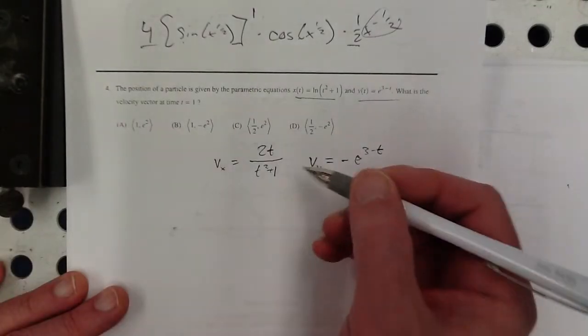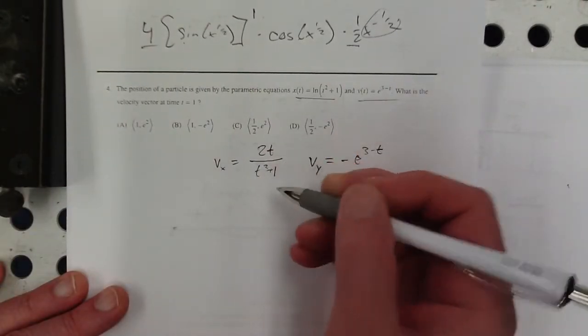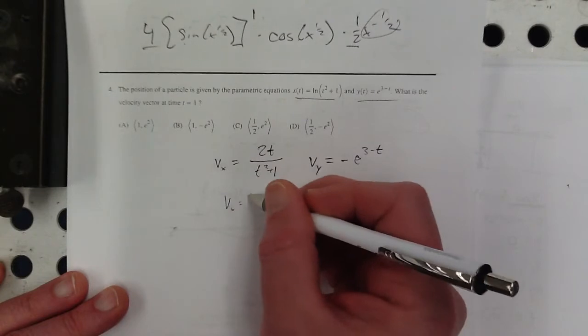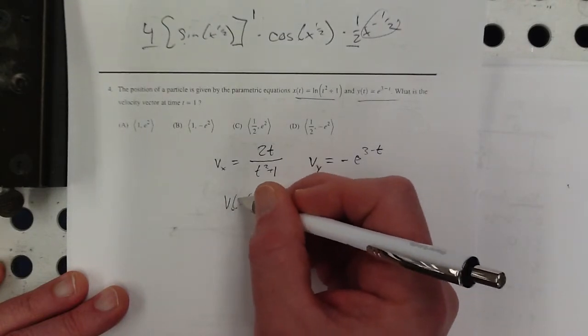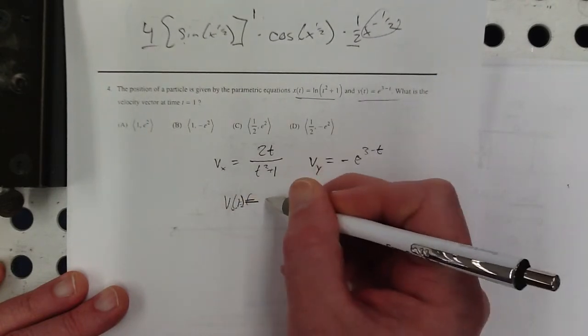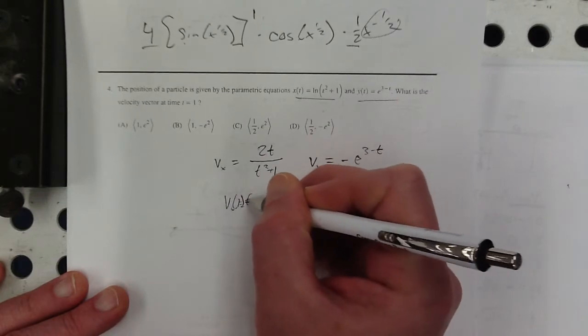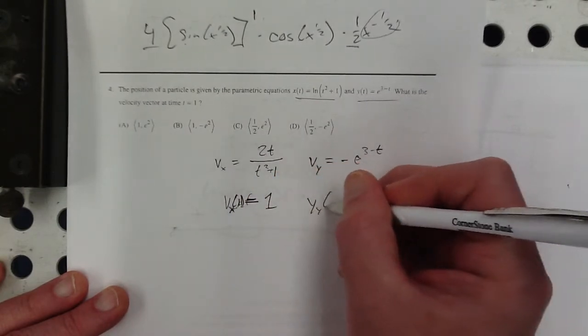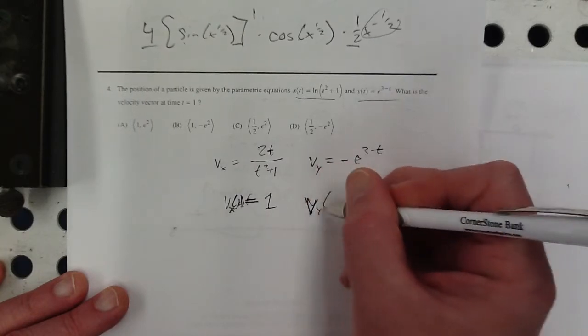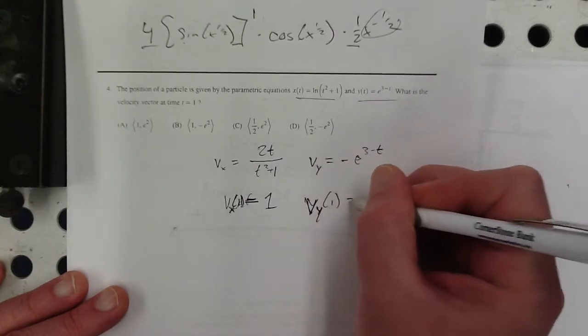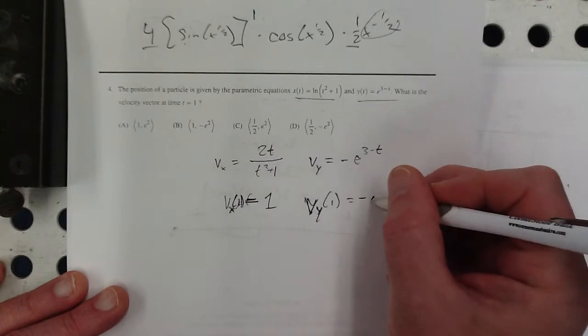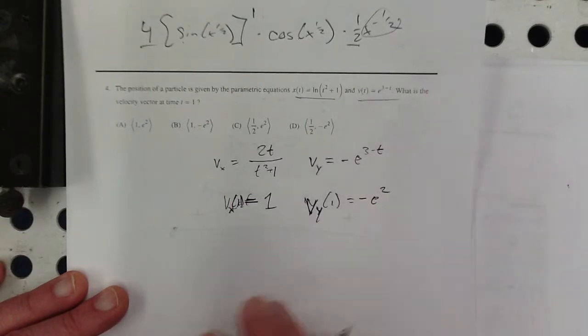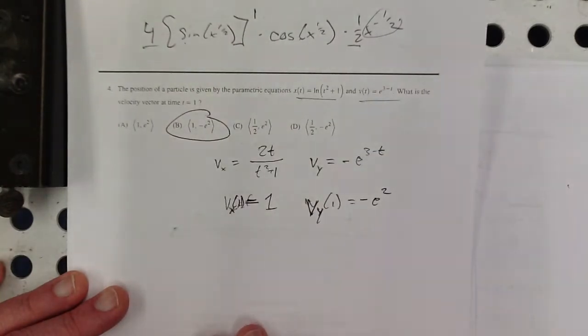And at time 1, when we plug 1 in, I get that Vx of 1 is equal to 1. Sorry for the messiness there. Vy of 1 is equal to negative e squared. So 1 comma negative e squared is answer choice B.